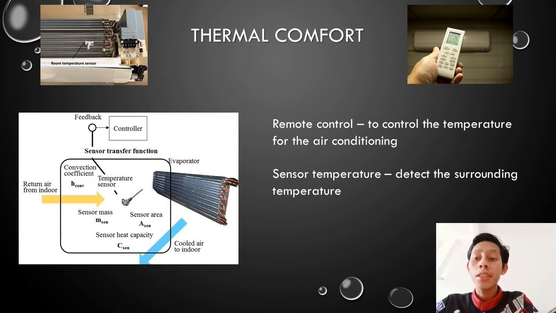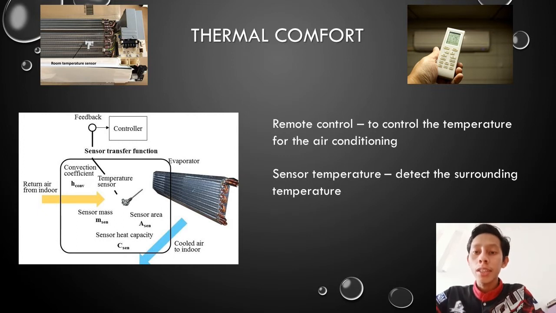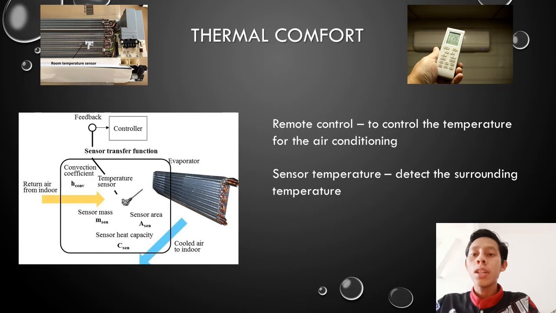Okay, next is the sensor, which will detect the surrounding temperature. After getting the input from the remote control, it will detect the temperature at that time. If the temperature is high, the air conditioning will keep running until the sensor detects that the temperature of the room is the same value as the remote control. Both of them will make the temperature in the room comfortable for the people.